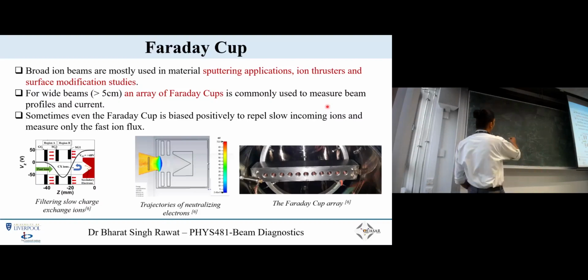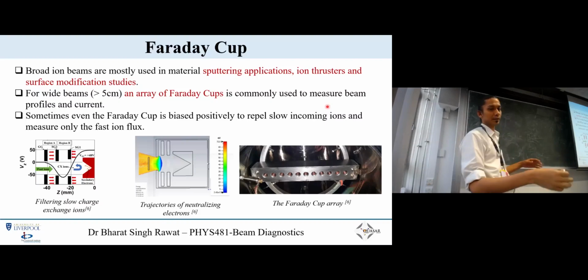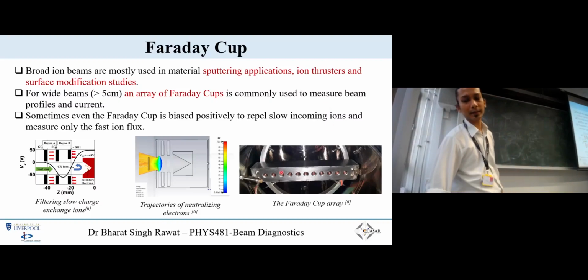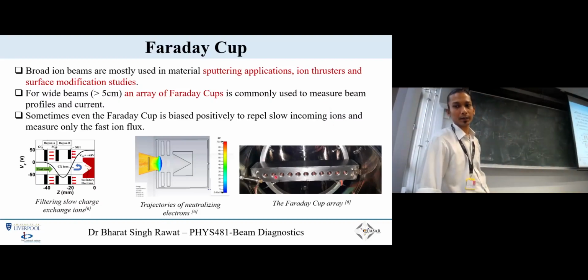Or you can have an array of Faraday cups. So you can have multiple Faraday cups across the beam, and then each will independently measure its profile, and that's what I did. I designed this Faraday cup array. So each hole has a Faraday cup inside, which is made of copper, and for this you also need to use different kinds of codes.